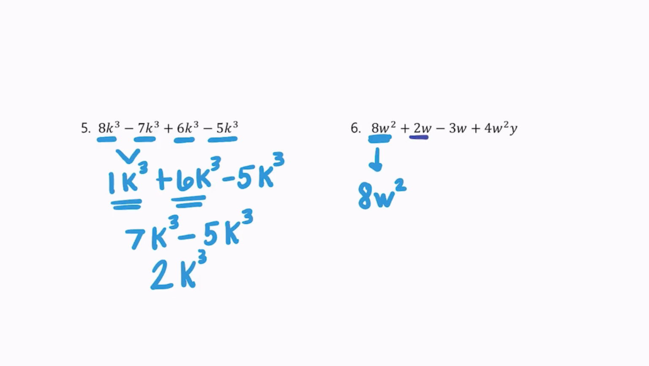Then I see 2w minus 3w, so I can combine those. Those are like terms. That's going to give us negative 1w. You might also see that written as just minus w. And then last but not least, we have this 4w squared y, which because it has that y attached, it is not a like term to 8w squared, and therefore we will just bring that down as well.